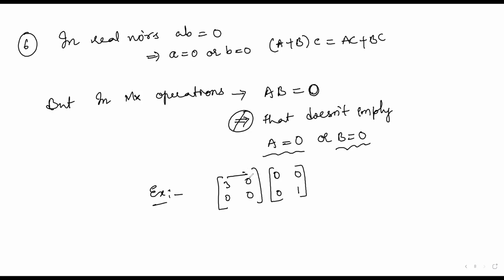Now we multiply this row into this column, and 0. This row you multiply with this column, and 0. This row, this column, 0. Yes or no? This is not a 0 matrix, but the product is a 0 matrix. That's what I mean to say.